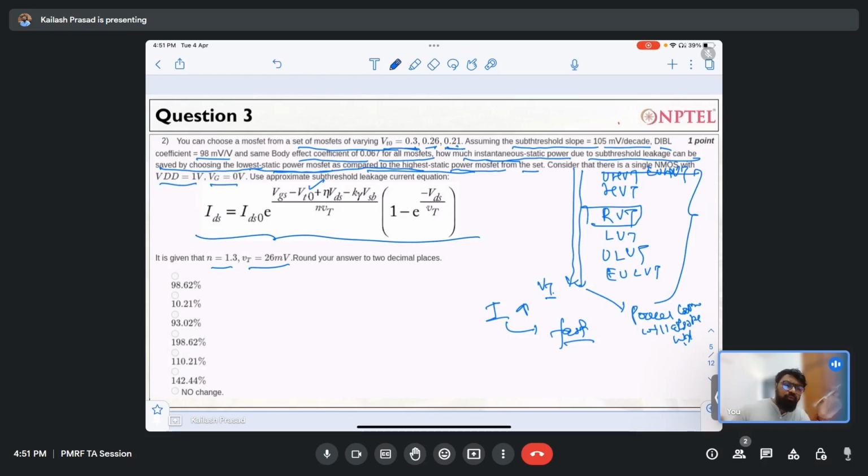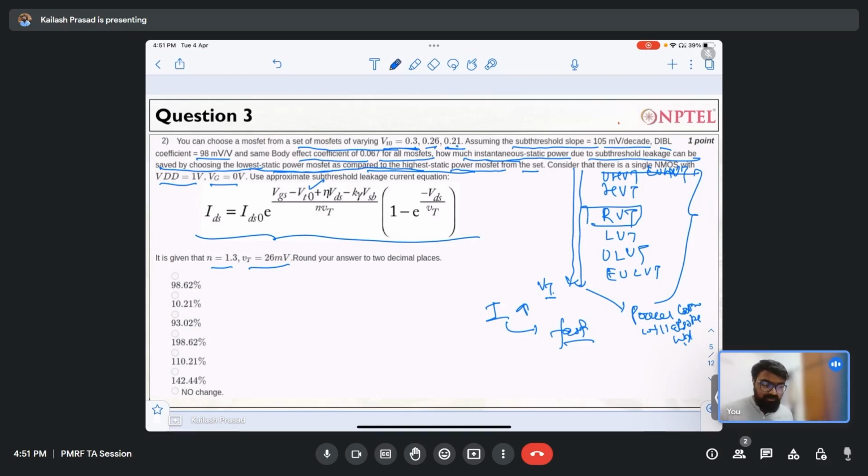But if you're talking about supercomputers, the servers of Amazon and Google, there you want the output to come as fast as possible. There, you will use an LVT, ultra low VT, or extreme ultra low VT transistor, depending upon the power budget you have. So this you have to take care of.